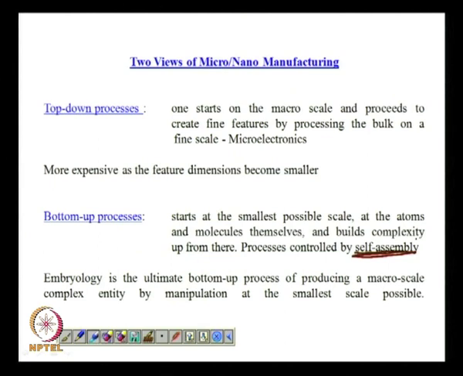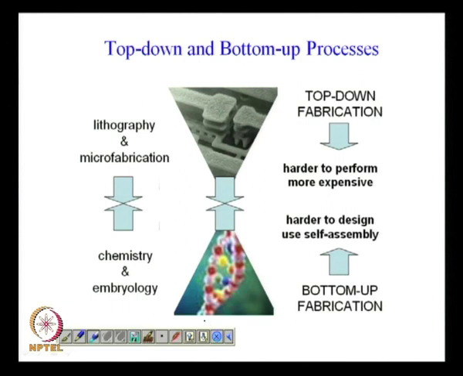Now, it is very expensive, top down processes. Bottom up processes, we do not know how expensive it is going to be, but we know it is going to be extremely complex. So, let us see what are the problems associated with top down process, the advantages of top down process and so on.